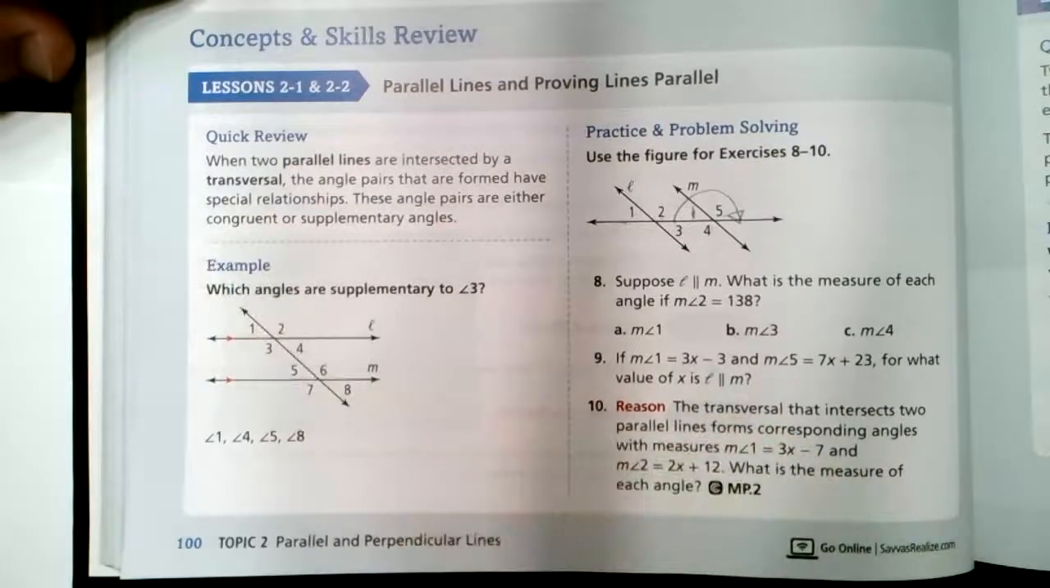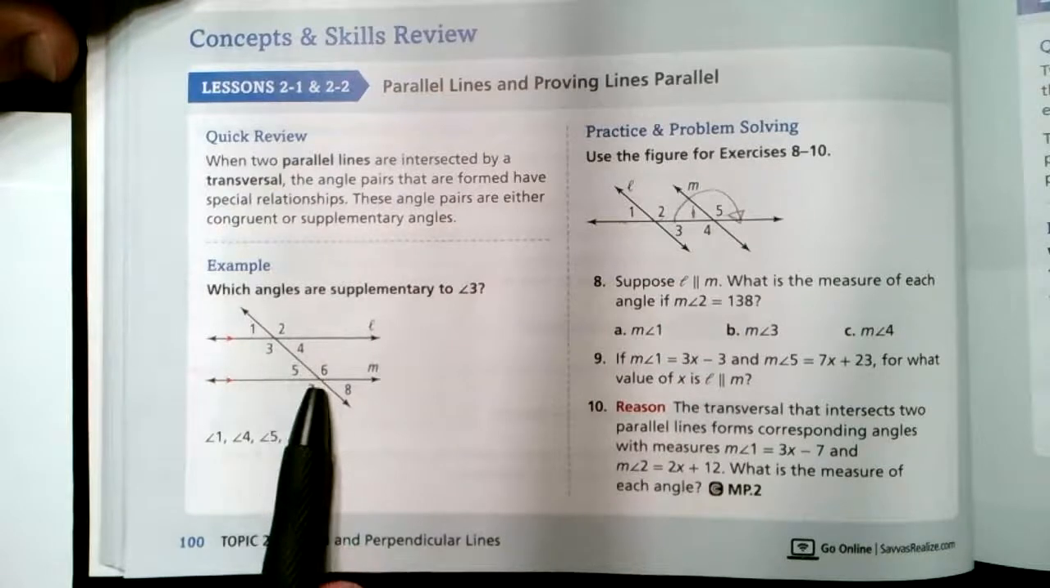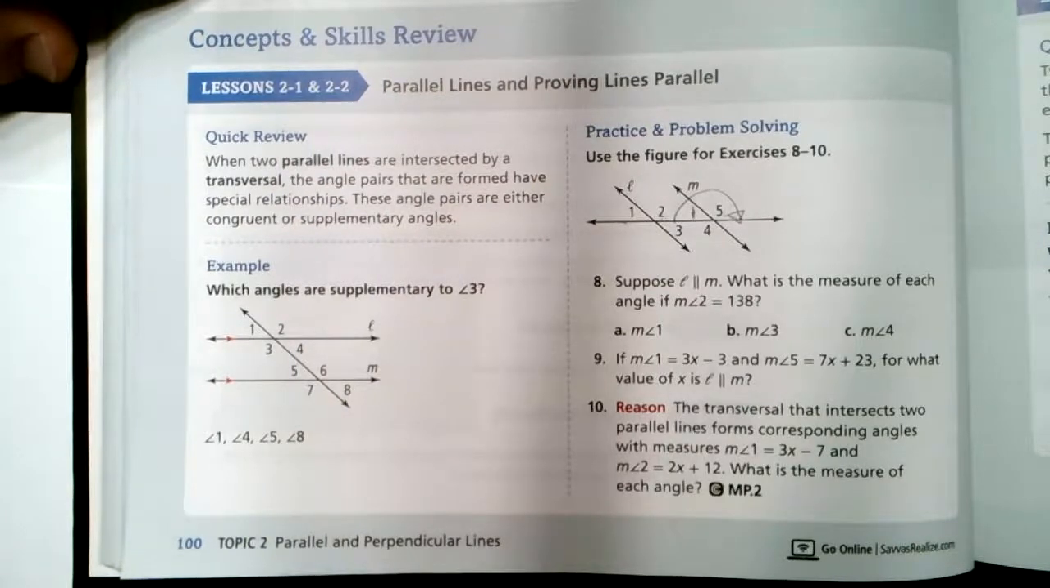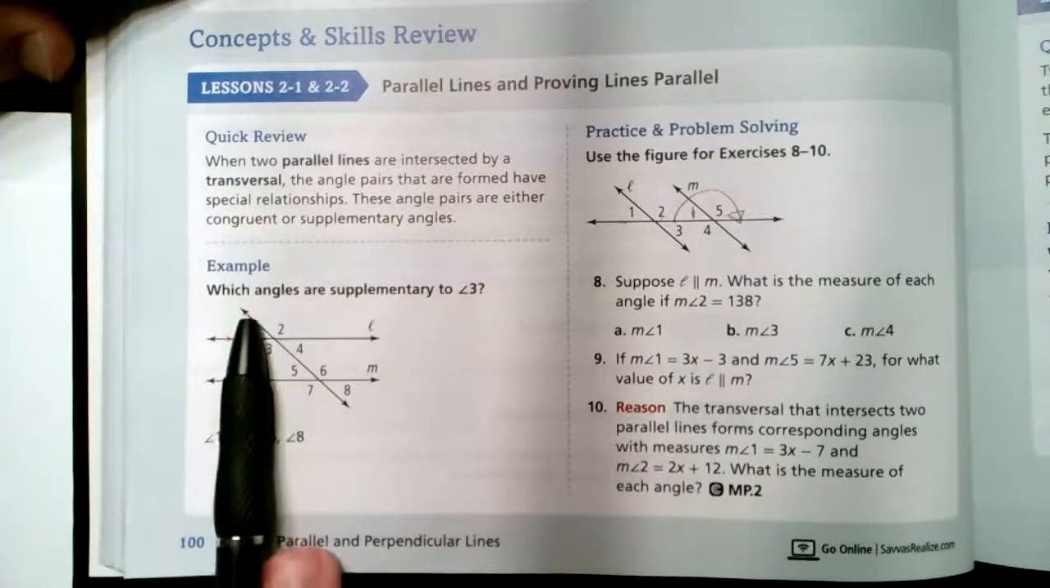But other ones might not be as obvious as just looking and seeing a straight line, like angles 4 and 6. Those are actually supplementary as well. They add up to 180 degrees. They're what they call same side interior angles, back in lesson 2.1. So those are same side interior angles, but those are also supplementary. They add up to 180 degrees.